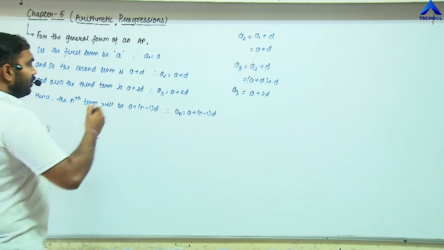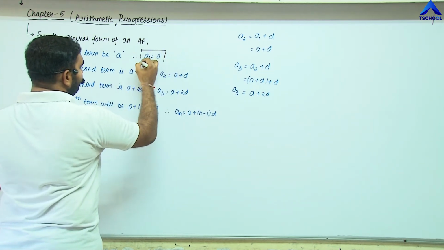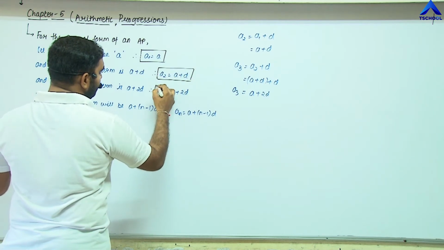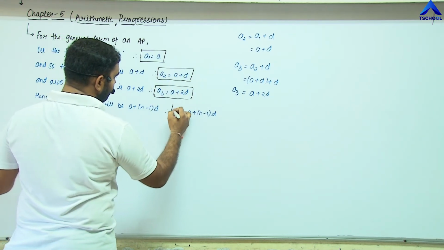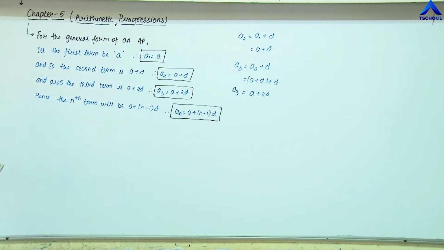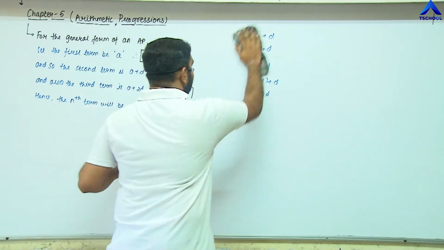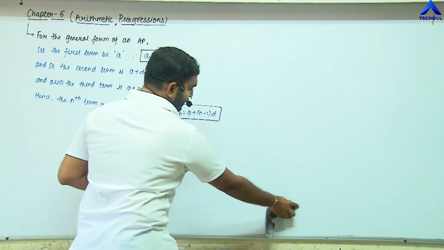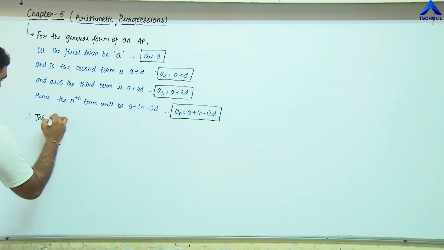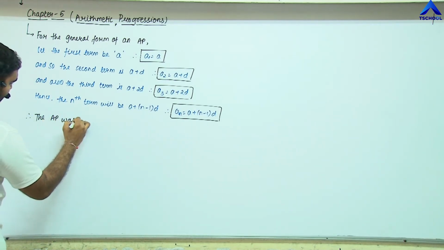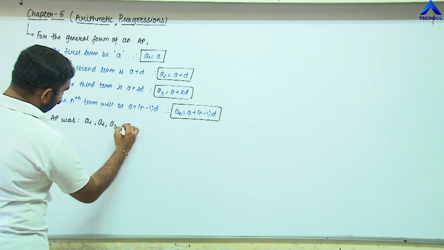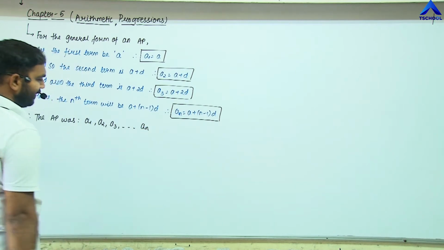Now we have got all the terms here. The first term a1, the second term a2, the third term a3, and similarly up to the nth term an. Therefore, coming to that AP that I have written here previously, the AP was a1, a2, a3 up to an.